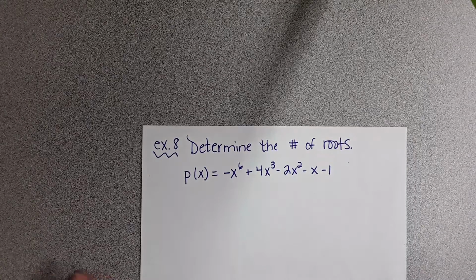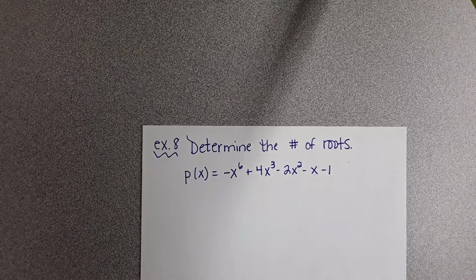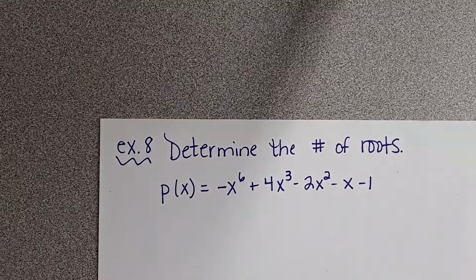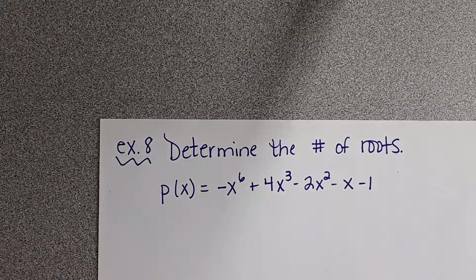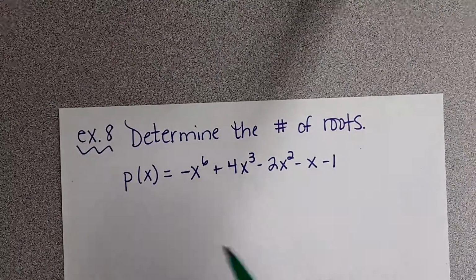So what I want to do is another example like the first one we did, example 5. We're going to determine the number of roots, and what that means is how many possible positive roots, negative roots, and imaginary roots we have. So we look at sign changes again.